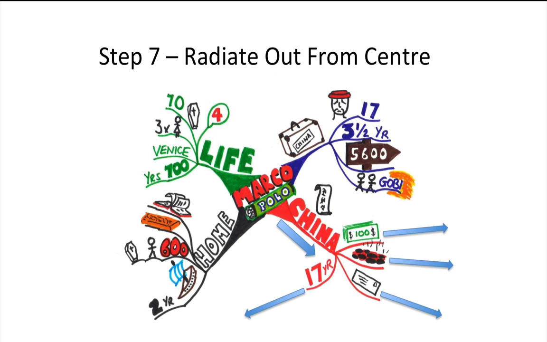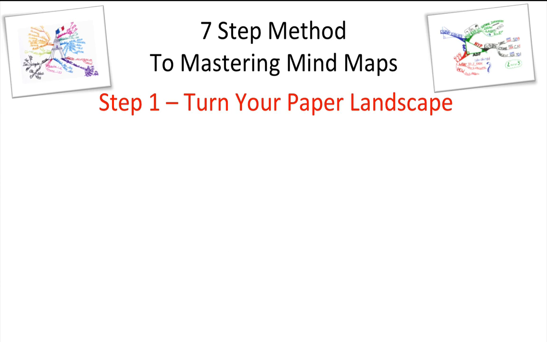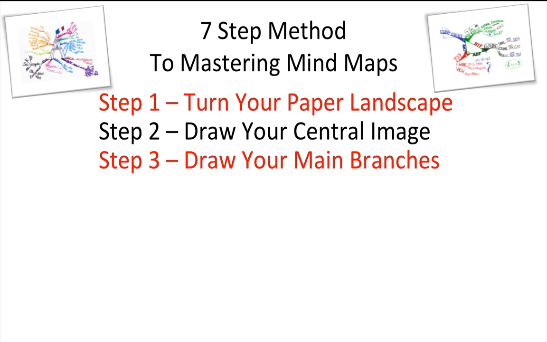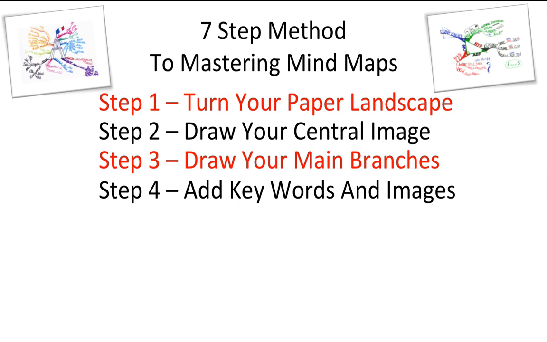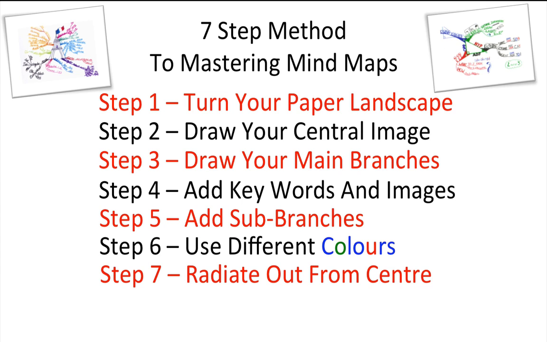And finally, step 7, the mind map is drawn with the branches radiating out from the central image. The more high-level key ideas are going to be closer to the central image, and the further out you go, the more detail you will encounter. And so, in summary, in step 1, you turn your paper landscape. Step 2, draw your central image. Step 3, draw your main branches. Step 4, add keywords and images. Step 5, add sub-branches. Step 6, use different colours. Step 7, you radiate out from the centre.